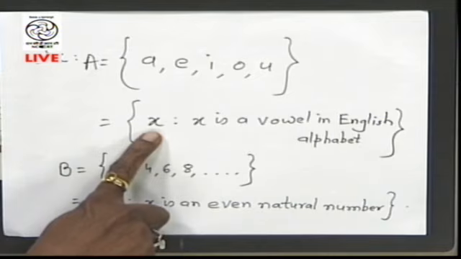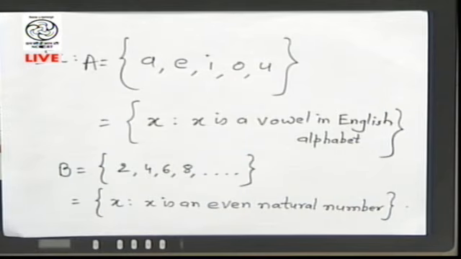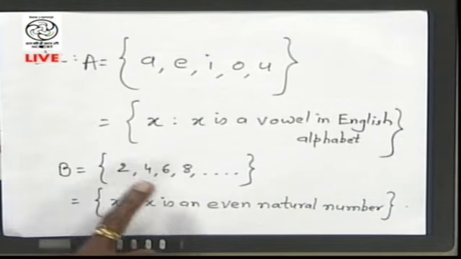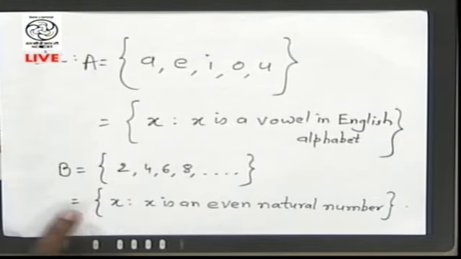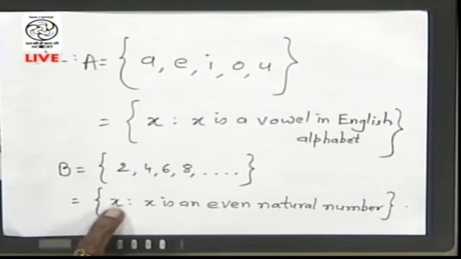And we read it as the set of all x such that, these two dots will represent such that, x is a vowel in the English alphabet. If I take another set, say B, in the roster form, I will write it as, suppose, 2, 4, 6, 8 and so on. Then in the set builder form, the same set can be written as the set of all x such that x is an even natural number. You can see all of them are natural numbers and they are even numbers. So I can describe this symbol by saying that x is an even natural number. So when I go back to the roster form, I will write it in this particular way.